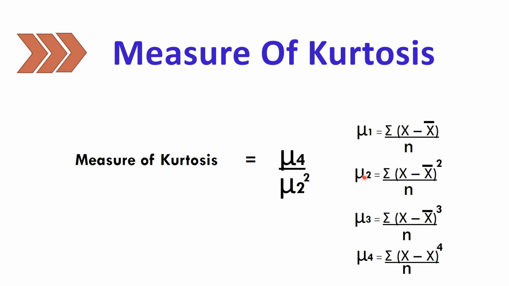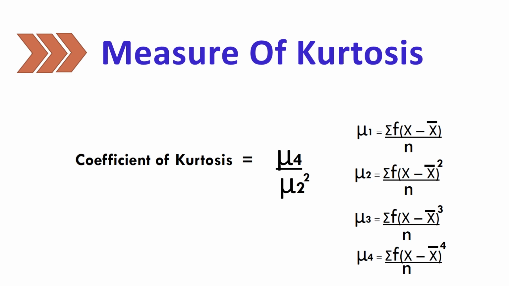And then mu 2 is the sum of (x minus x bar) square divided by n. So when it is mu 2, it is squared. When it is mu 3, it is raised to the power of 3. And when it is mu 4, it is raised to the power of 4. There is a difference between all these four things. And here we are going to use mu 2 and mu 4.